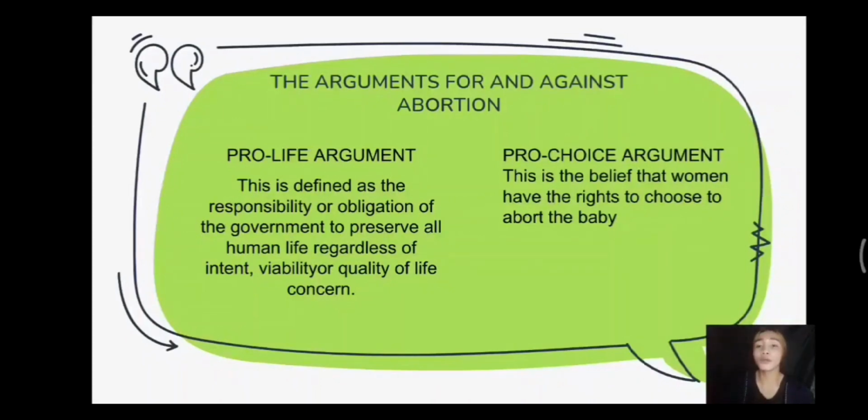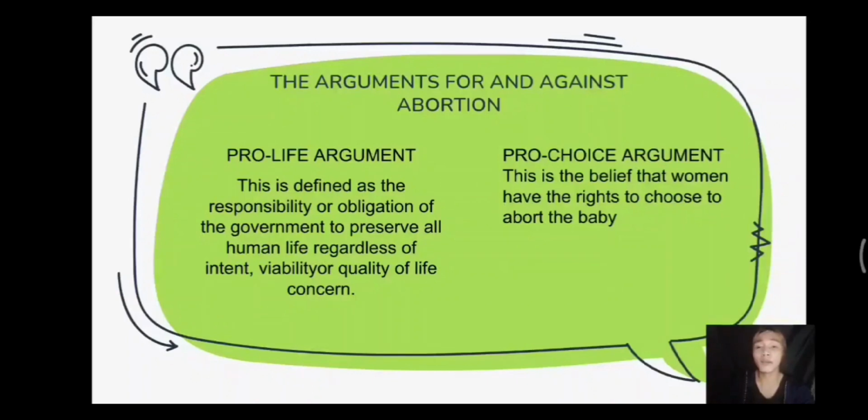The counterpart of pro-life is pro-choice. The pro-choice argument is defined as the belief that women have the right to choose to abort the baby. Under pro-choice, regular people have the right to their bodies as long as they do not hurt others. The fetus is not a human until born. Women do not have the duty to be pregnant against their will, and they can change their minds. Therefore, women have the right to choose to end their pregnancy.